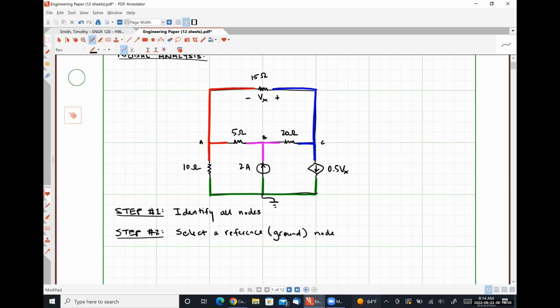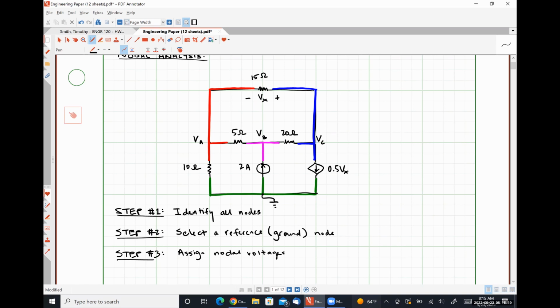So step 3 is to assign our nodal voltages. So this is how we're going to do it. Every node that we have identified that isn't our reference node is going to get a voltage. So node A will have some nodal voltage VA. Node B will have some nodal voltage VB. And node C will have some nodal voltage VC.